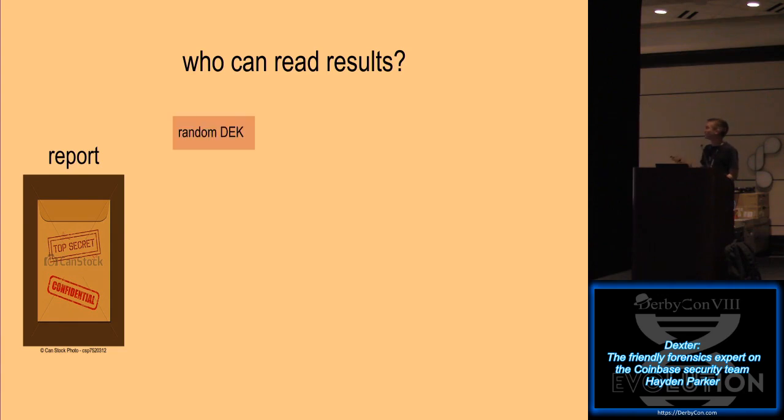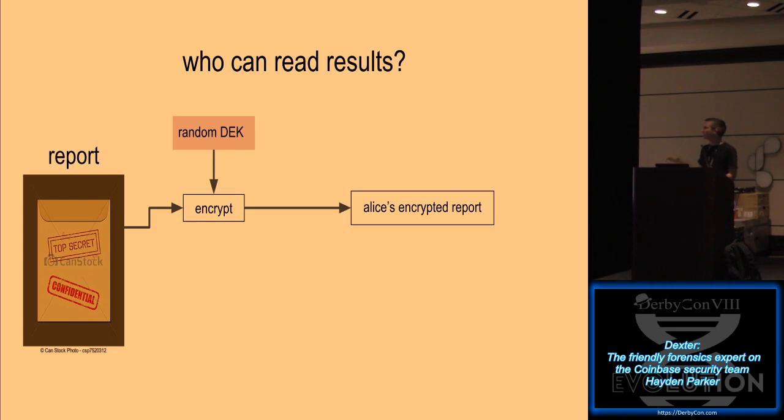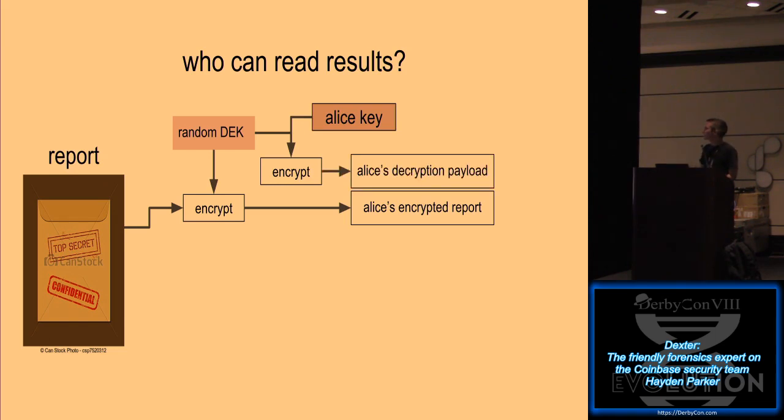So first thing, who are our recipients? That's a part of an investigation. We need to know who's actually authorized to read them. In this example here, Alice and Bob, because that's every example. Okay, so let's generate an encrypted report back to Alice. First we generate a random data encryption key. This is just a random AES key for Alice's report. And we encrypt the report, and we get Alice's encrypted report.